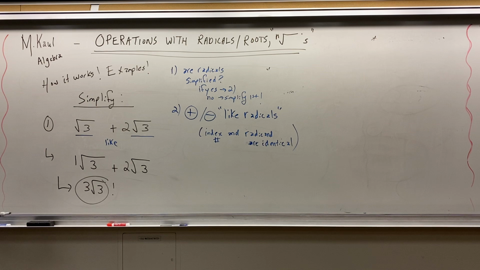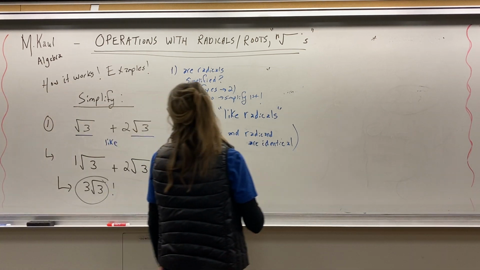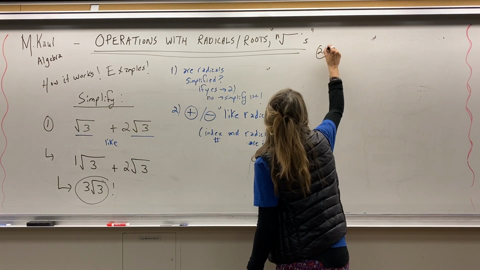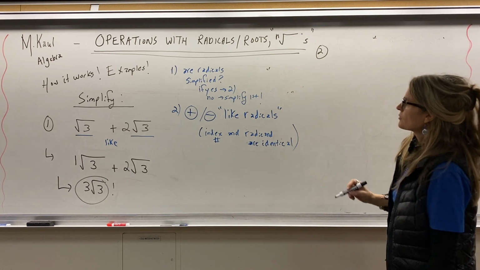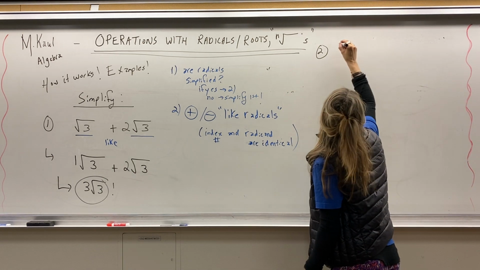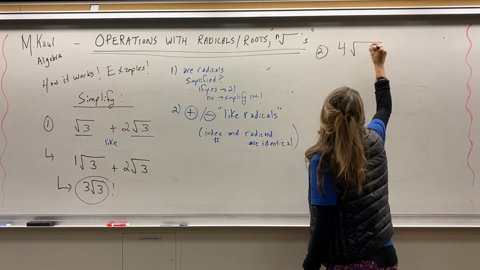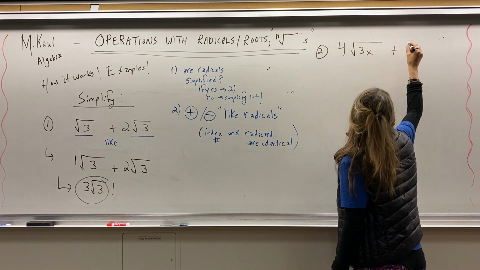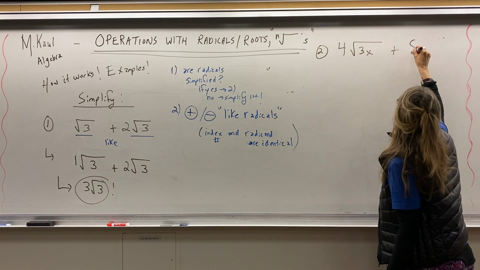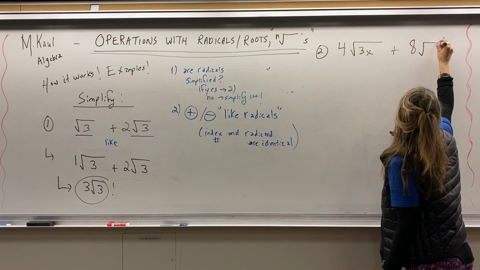So that works out. Okay, 2, I'm going to do an example where we have, let's say, 4 square root of 3x plus 8 square root of 3x.